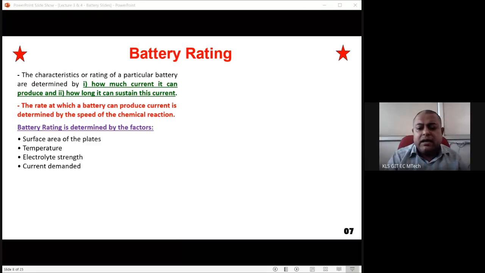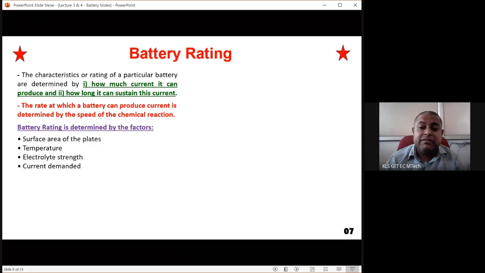The second one is the temperature. From the beginning of this lecture I am telling you, more temperature does not mean very high. More means moderate. 20 degrees centigrade, 30 degrees centigrade, good enough. But when it becomes 40, 50, the battery performance deteriorates. When the temperature goes to minus 30, minus 40, again the battery performance deteriorates. But if the temperature is 0 degrees, 10 degrees or minus 10 degrees, it's okay. It's a moderate range for battery operation. So battery rating is determined by the surface area of the plate. The more the surface area, the more charge will be produced, and the more energy will be extracted from the battery.